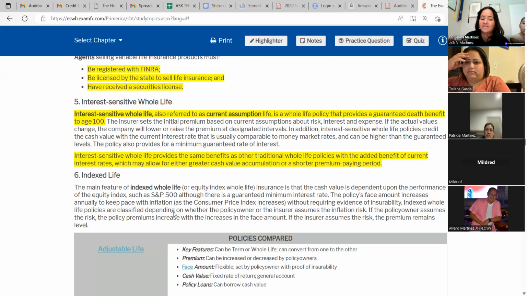Index whole life policies are classified depending on whether the policy owner or the insurer assumes the inflation risk. If the policy owner assumes the risk, the policy premiums increases with the increases in the face amount. If the insurer assumes the risk, the premium remains level. So if the insurer, the insurer is the company. So if they're assuming the risk for it, that means it's coming out of the interest or cash value and your premiums are level. If you're assuming the risk, then you're paying kind of the different premiums. When they tell you it increases, you're paying that increment in there.